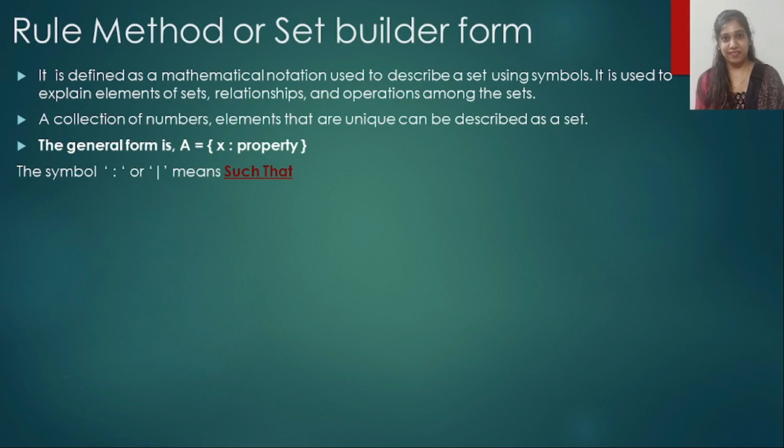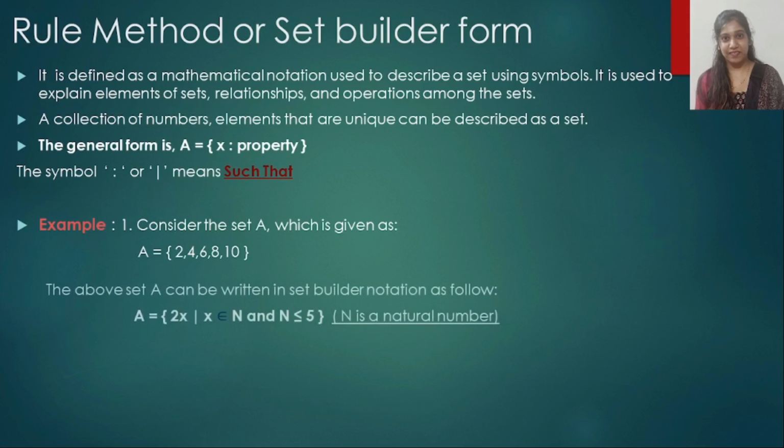Now I know this definition is a little confusing, so we will see this rule method with the help of an example. Consider the set A, which is given as A equals {2, 4, 6, 8, 10}. Now these elements are very similar, right? 2, 4, 6, 8, 10. This is the table of 2. 2 1s are 2, 2 2s are 4, 2 3s are 6, 2 4s are 8, 2 5s are 10. Correct? Now let us learn how to write it in rule method.